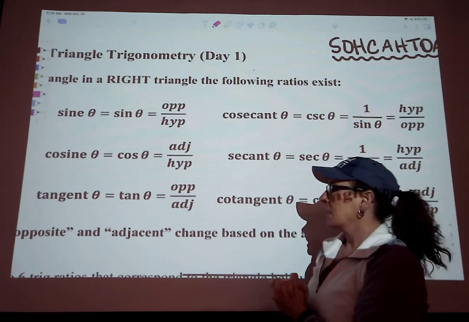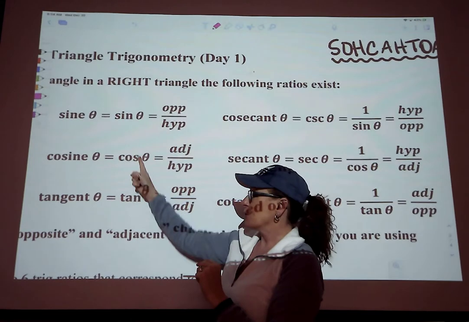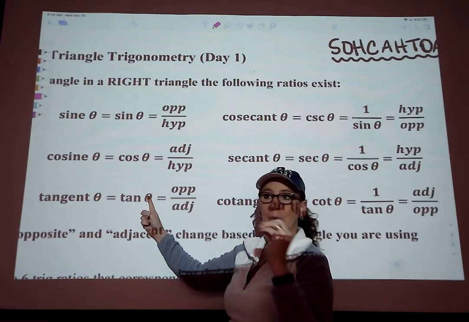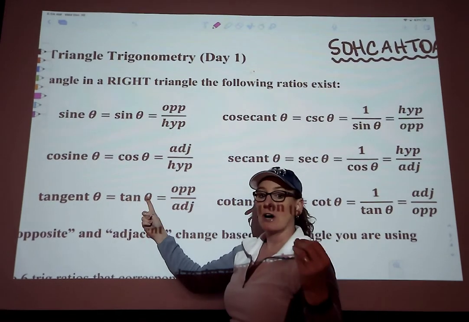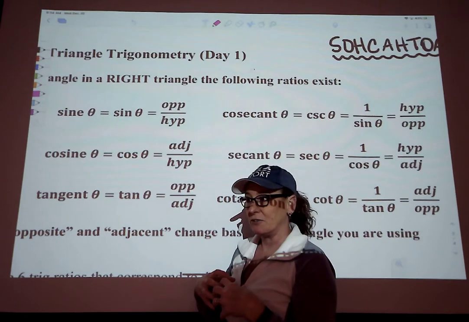One more thing. Reminder, when you write this abbreviation, no matter which one you're doing, the angle has to follow it. We're going to be so picky about that. And if you don't write it correctly, you're actually going to get points deducted on a quiz or test.